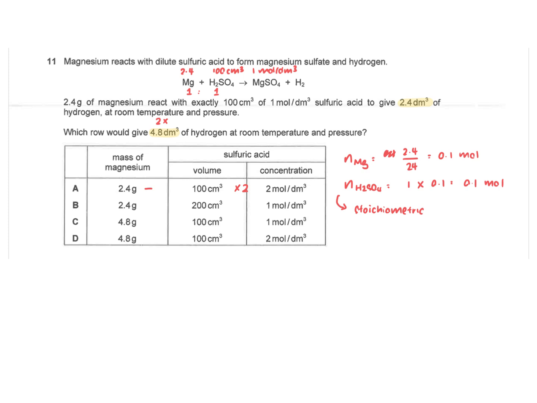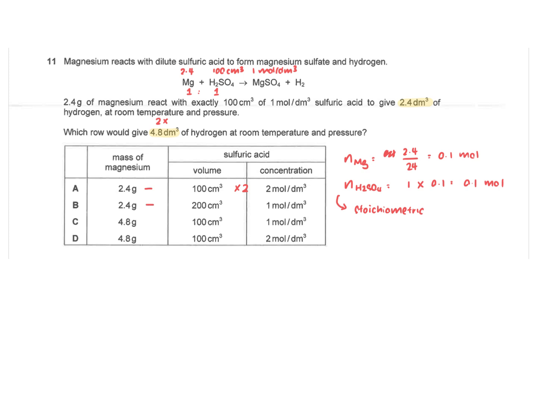Because if the mass of magnesium remains unchanged and you increase the volume of only sulfuric acid, now sulfuric acid will become in excess and magnesium will be limiting. So the number of moles of hydrogen gas will still remain the same. Same thing for option B.